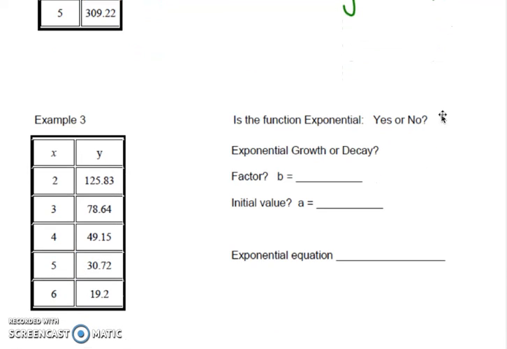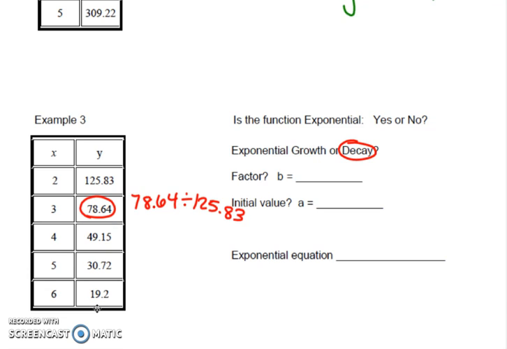All right, is this exponential? I don't know yet. Let me see. I do notice that these numbers are going down, so I'm going to go ahead and say that it's decay. But to find that factor, again, I'm going to pick a number. So I'm going to pick this number and divide it by the one before it. So I would do 78.64 divided by 125.83.